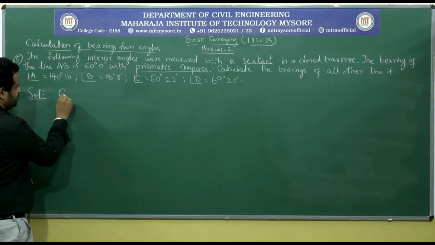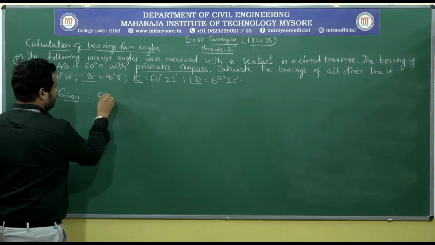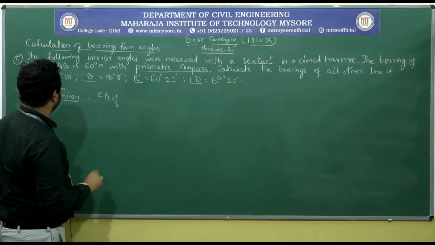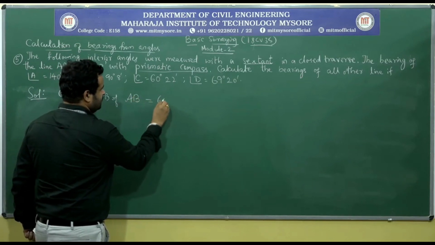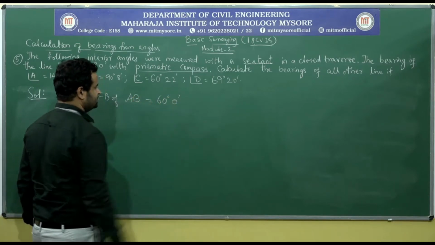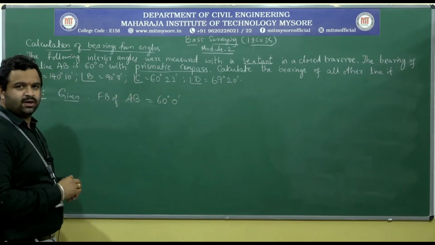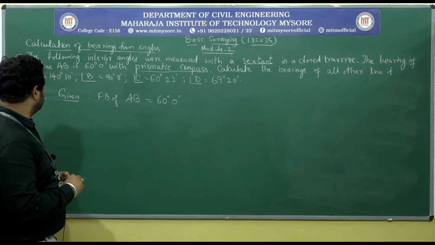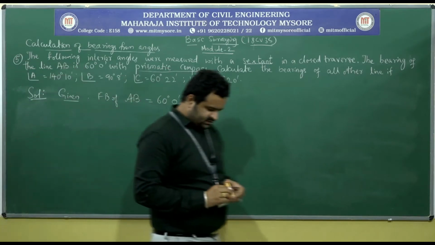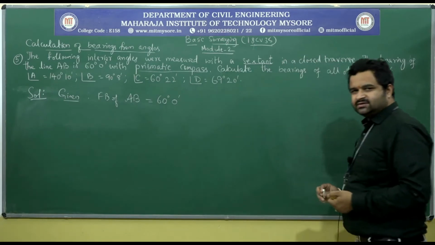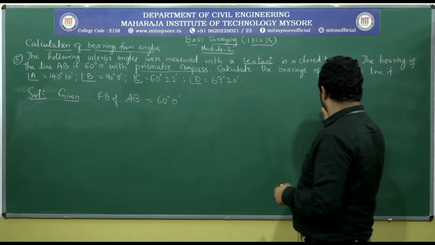What is given? Given is the fore bearing of the line AB as 60 degrees 0 minutes, and the interior angles or included angles are as given: angle A, angle B, angle C and angle D. For this you need to plot the traverse. It will be much easier to proceed. So what do we know?